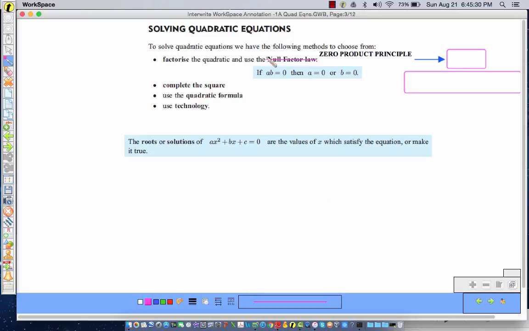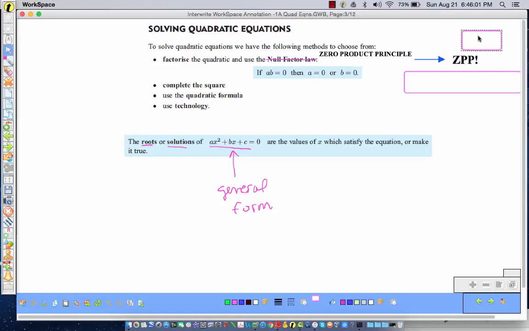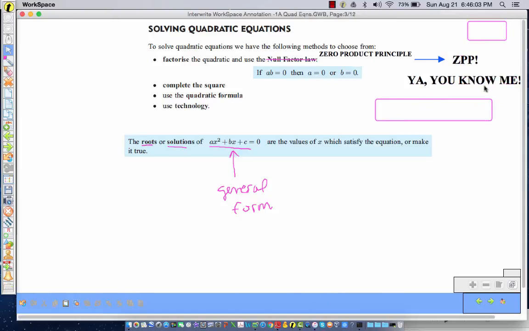Well, here we go. To solve quadratic equations, we have the following methods. We can factor, we can complete the square, use the quadratic formula, or use technology. This is very important. The roots or solutions of a quadratic equation, this is the general form, are the values of x which satisfy the equation or make it true. Okay, so zero product principle, ZPP, yeah, you know me.